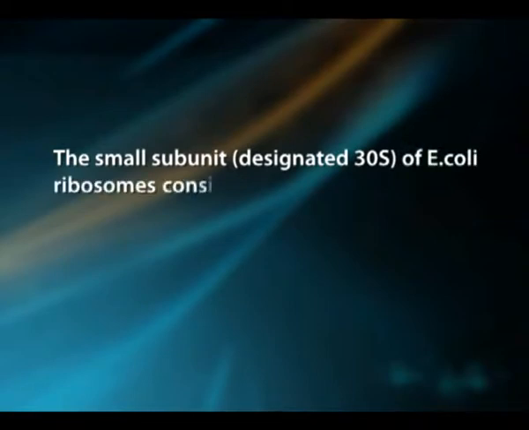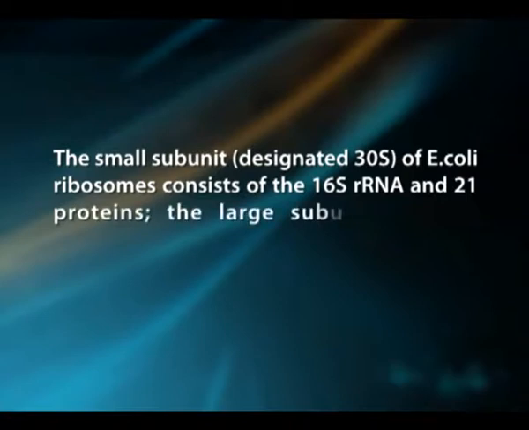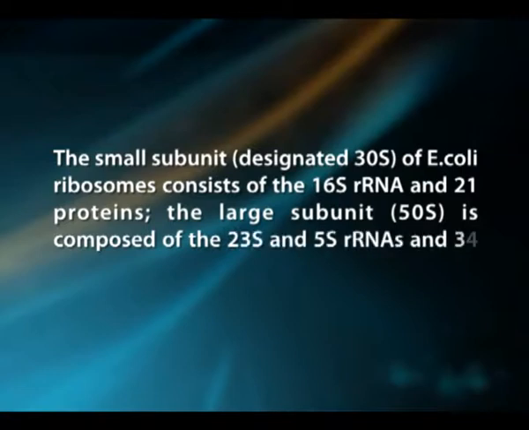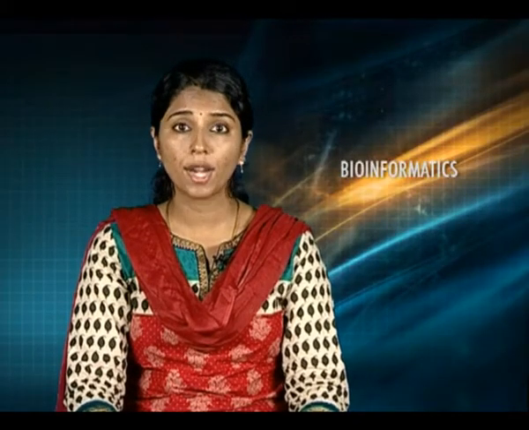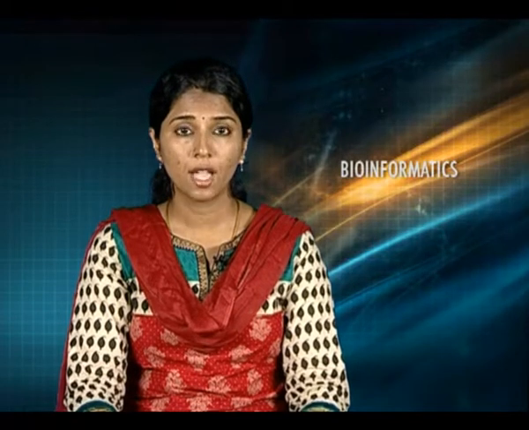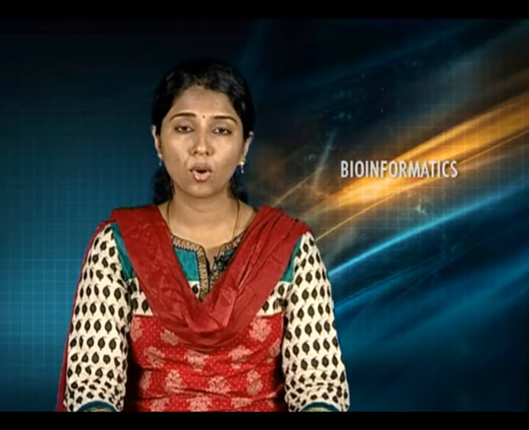The small subunit designated 30S of E. coli ribosomes consists of the 16S ribosomal RNA and 21 proteins. The large subunit 50S is composed of the 23S and 5S rRNAs and 34 proteins. Each ribosome contains one copy of the ribosomal RNAs and one copy of each of the ribosomal proteins, with one exception. One protein of the 50S subunit is present in 4 copies.